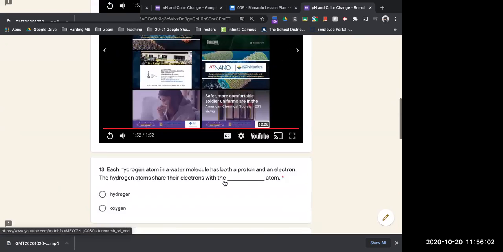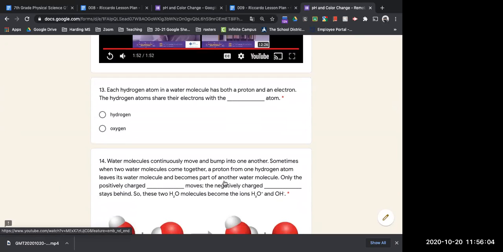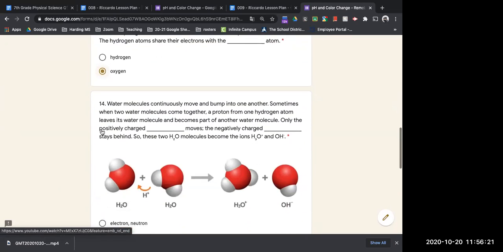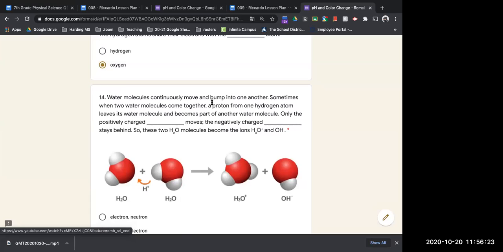All right. Take a look. Each hydrogen atom in a water molecule has both a proton and electron. The hydrogens share their electrons with the oxygen. Water molecules continuously move and bump into each other. Sometimes when 2 molecules come together, a proton from one leaves its water molecule and becomes part of the other one.